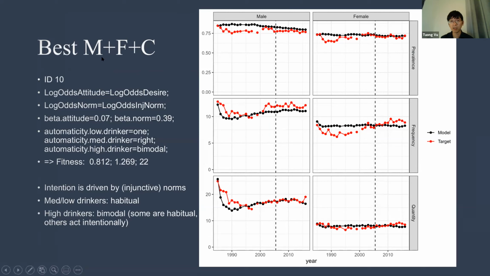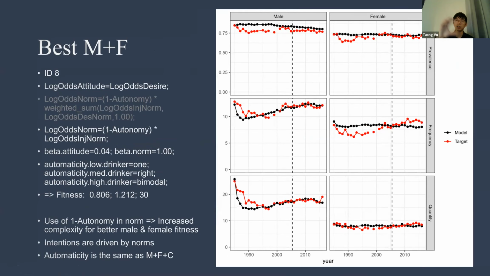So this is the first one that I tried to find, the best for all three fitness measures. You see that the intention is driven by the injunctive norm, because we have the attitude design and the norm is the injunctive norm, but if you look at the weighting here, the beta for the norm is much bigger than the attitude. And for the automaticity, for the medium and low drinkers it is habitual, because one and right mean that you skew more to the right, you do habit more, and then for the high drinkers it is bimodal.